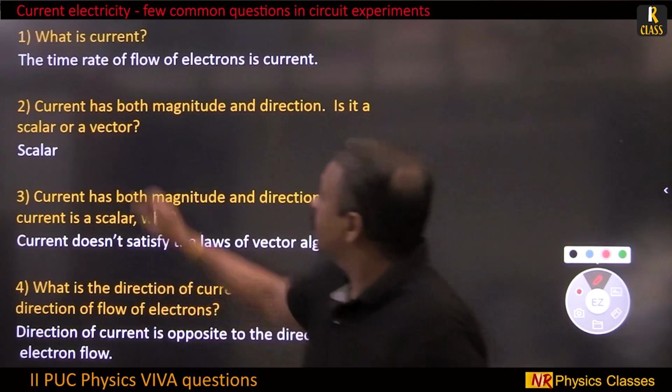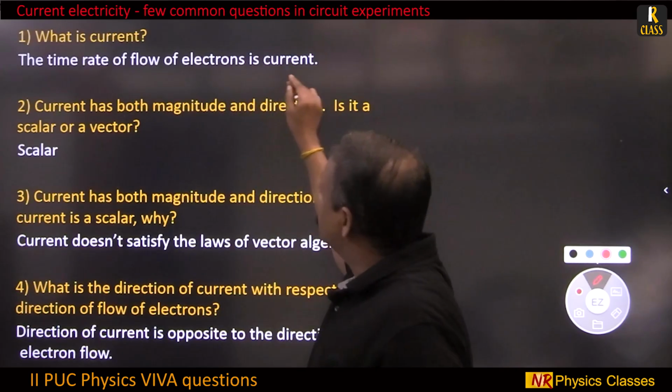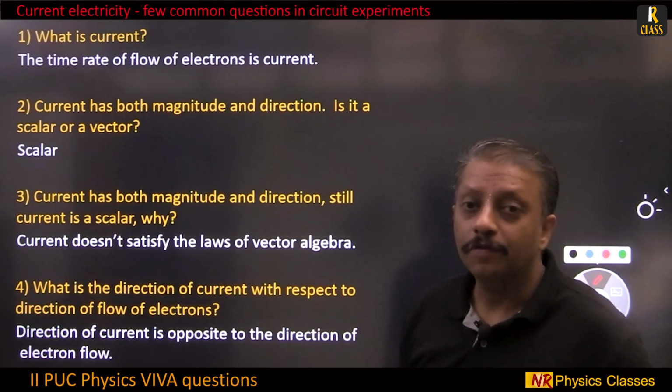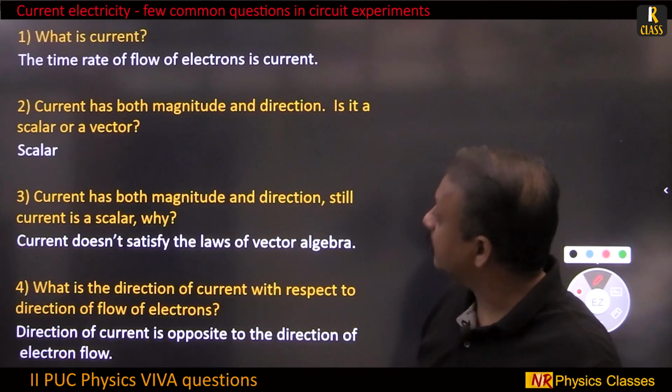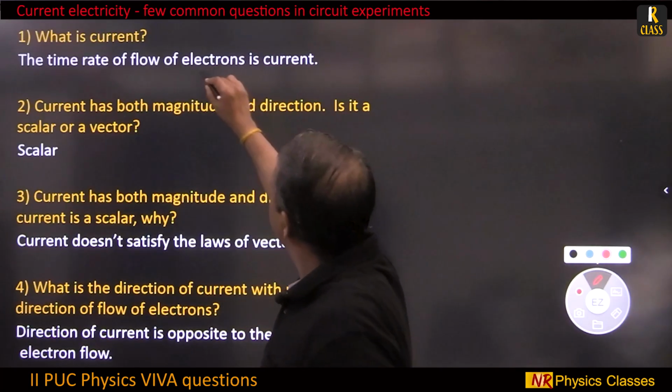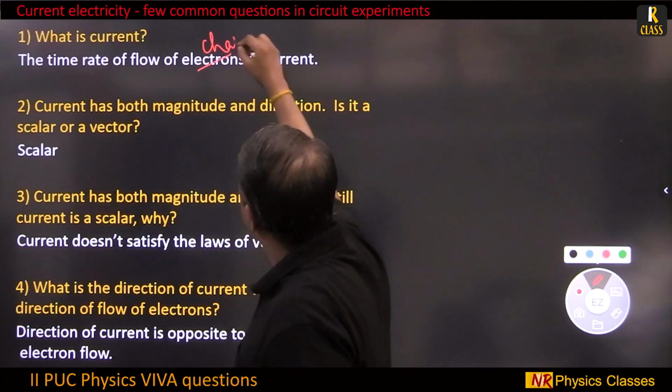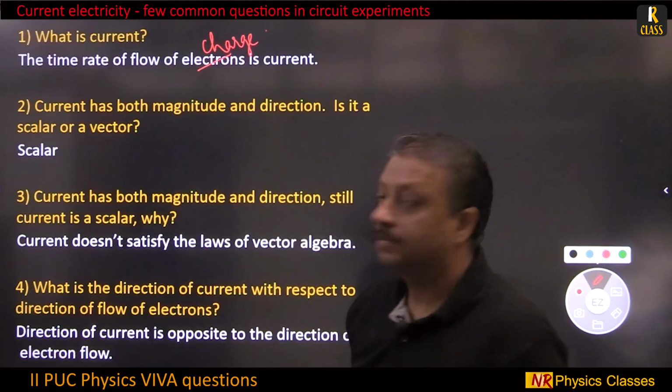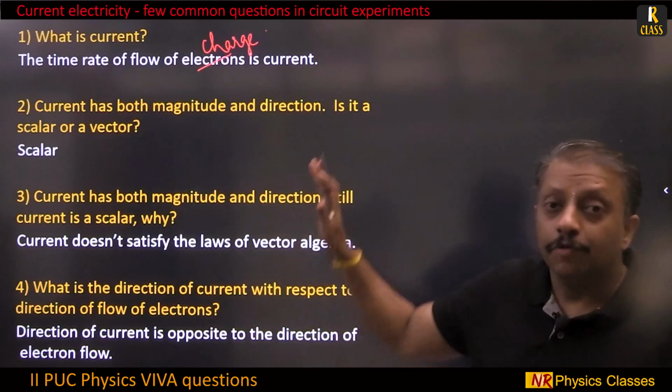What is current? It is the time rate of flow of charge. Charge is better than electrons. Time rate of flow of charge.